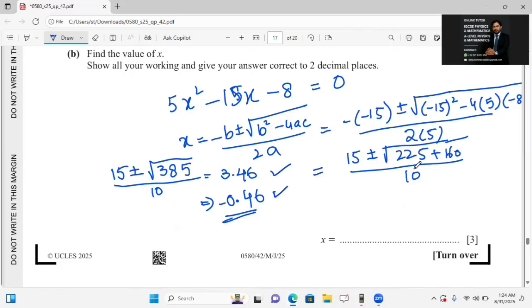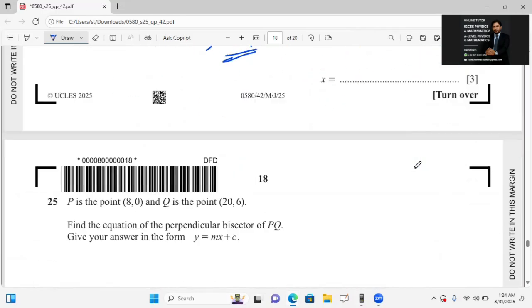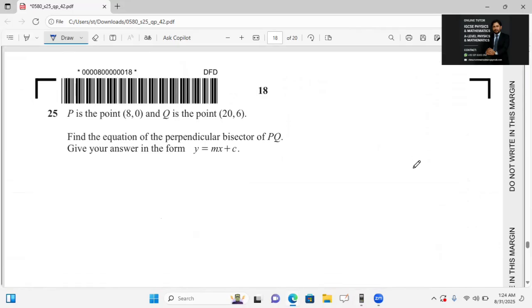These are the two possible values of x over there. Now he is saying P is this point, Q is this point. Find the equation of the perpendicular bisector of PQ. So for a bisector, I will have to go for the midpoint first, and also the gradient. Let's go for the gradient first.